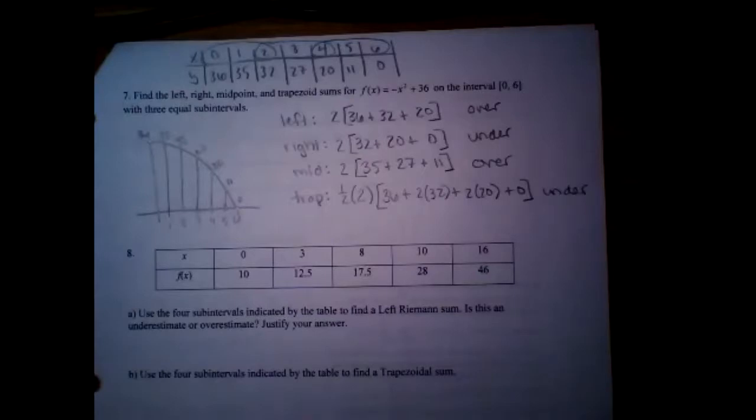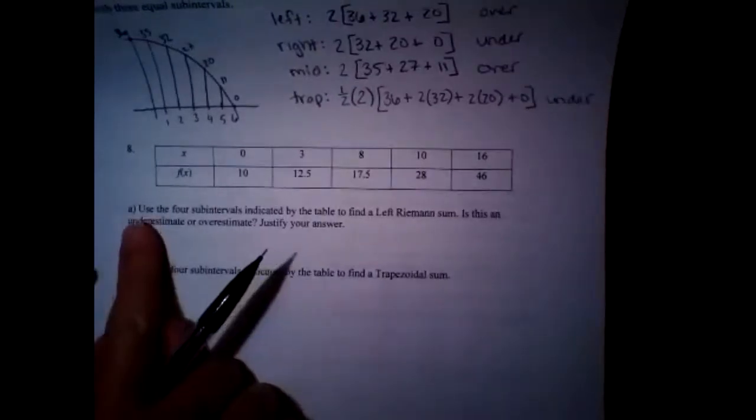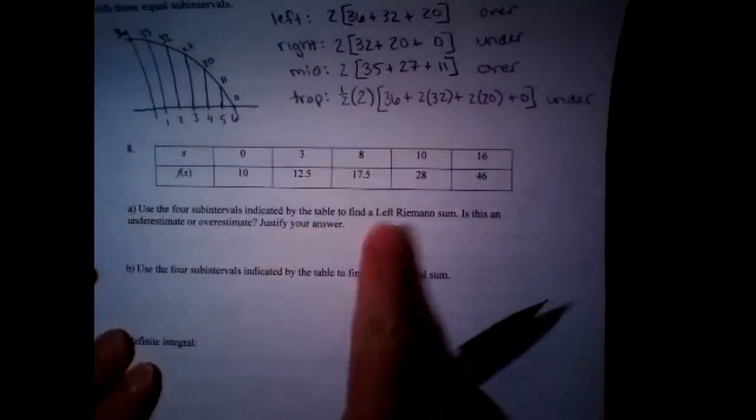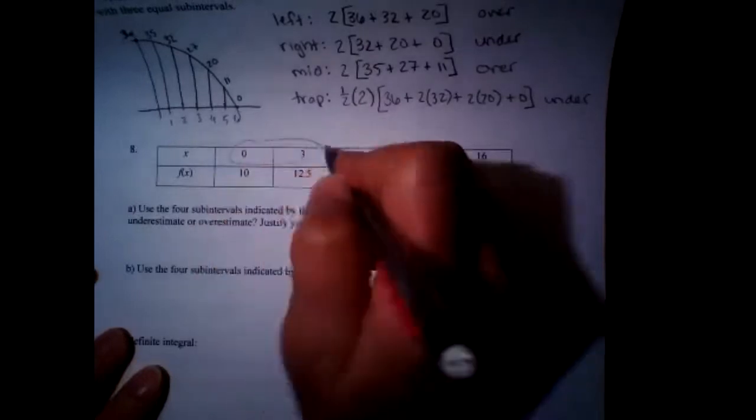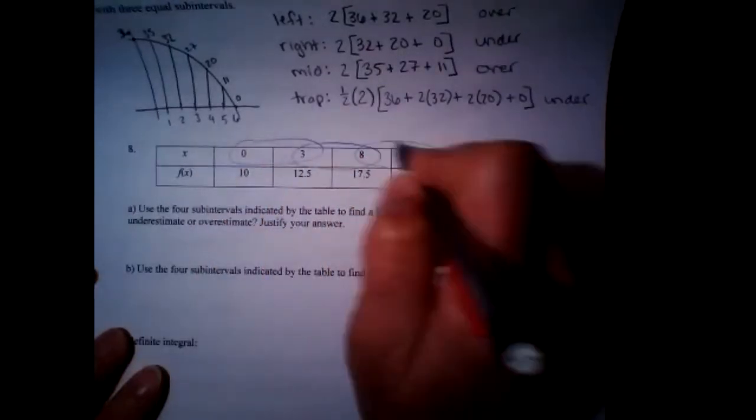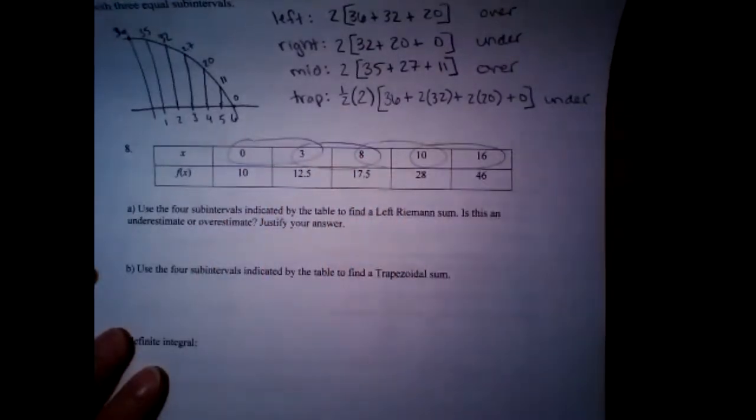So for this next one, I gave you the chart, which is nice. You don't have to plug in those numbers on your own. They're all provided. So it says use the 4 subintervals indicated in the table. So these are the 4 subintervals. To do a left Riemann sum, is it an under or overestimate and justify?